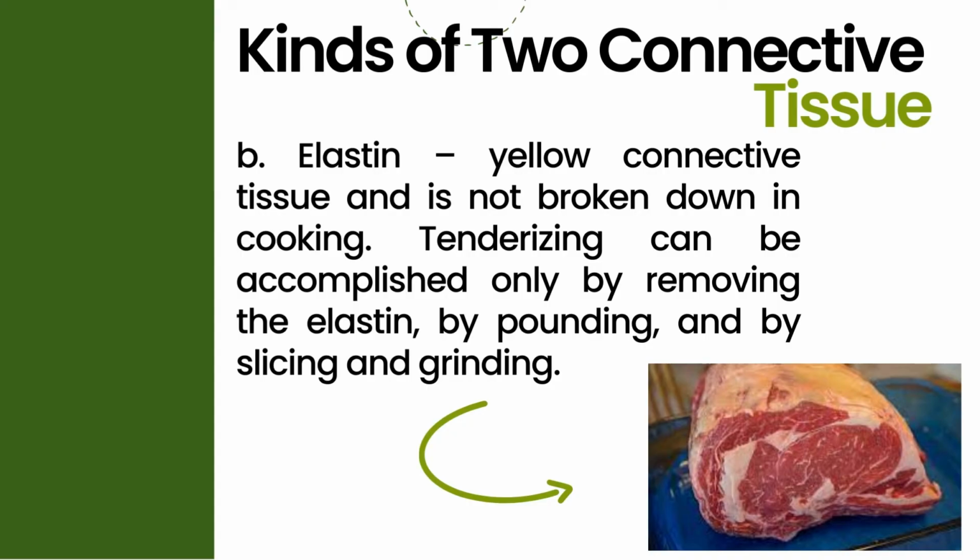B. Elastin, yellow connective tissue, and is not broken down in cooking. Tenderizing can be accomplished only by removing the elastin, by pounding, and by slicing and grinding.